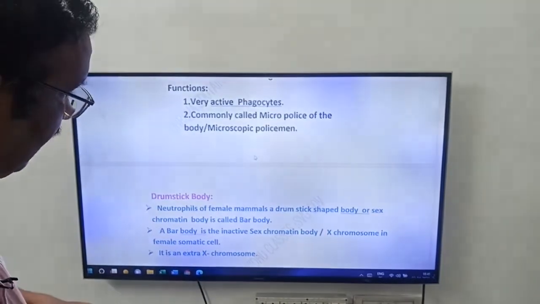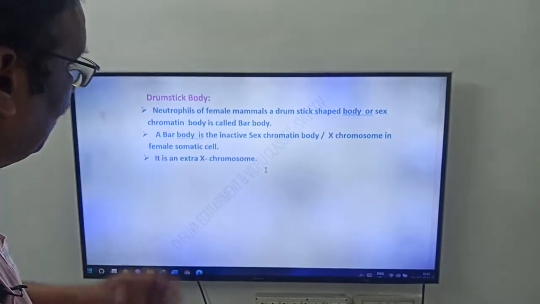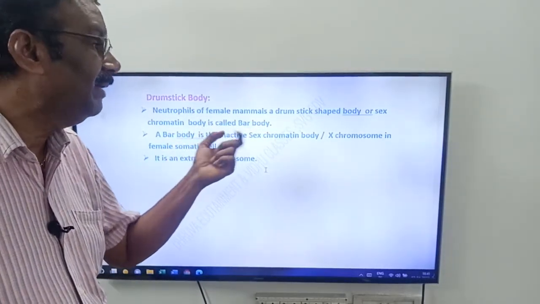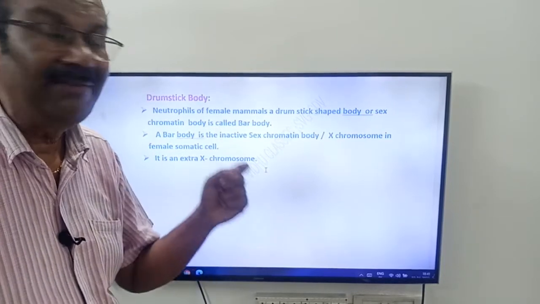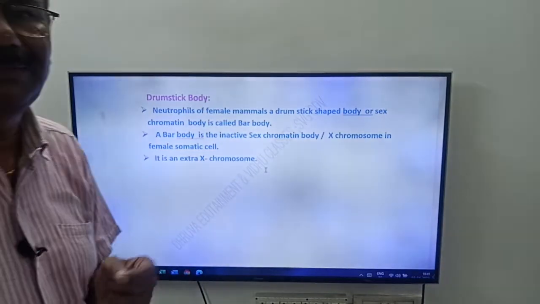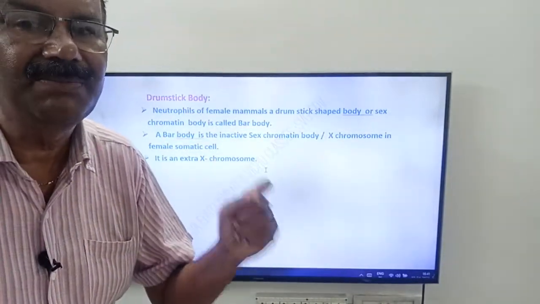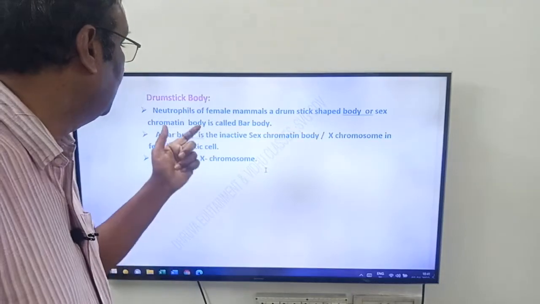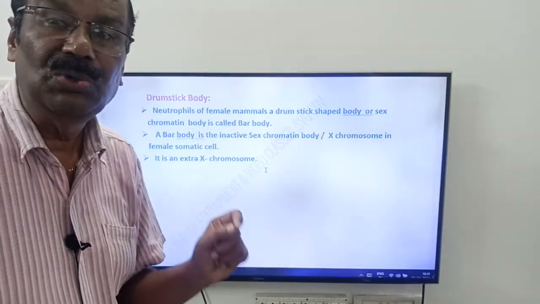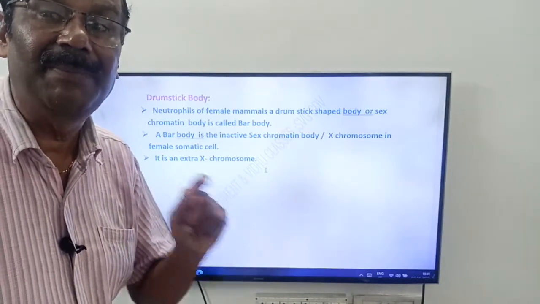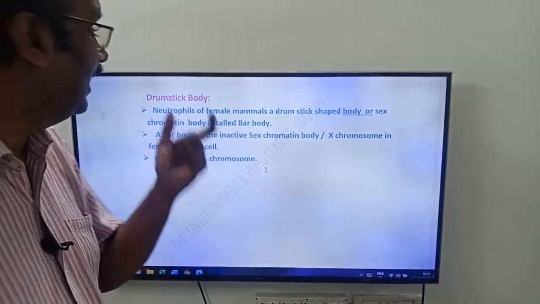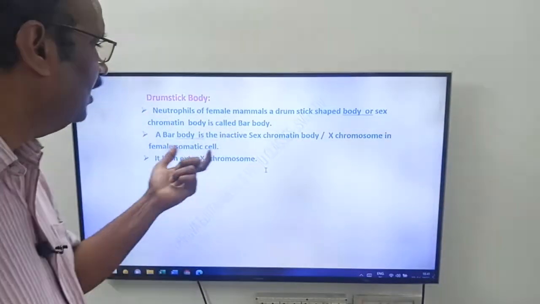See, friends, here is one important point, the drumstick body. Neutrophils of female mammals have a drumstick shaped body. Inactive sex chromatin is called the bar body. It is present in the neutrophils of some female mammals, and its shape is a drumstick. It is sex chromatin, also called the bar body.